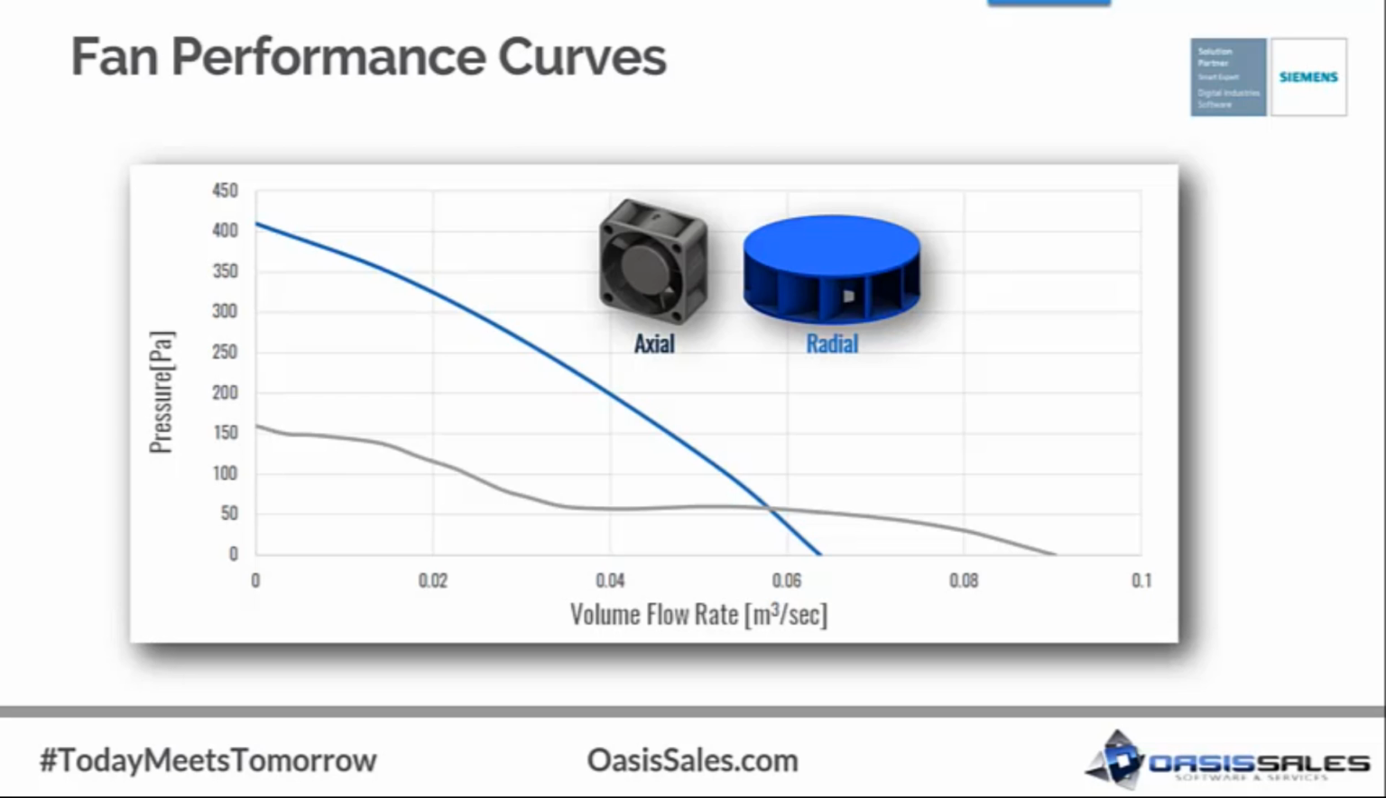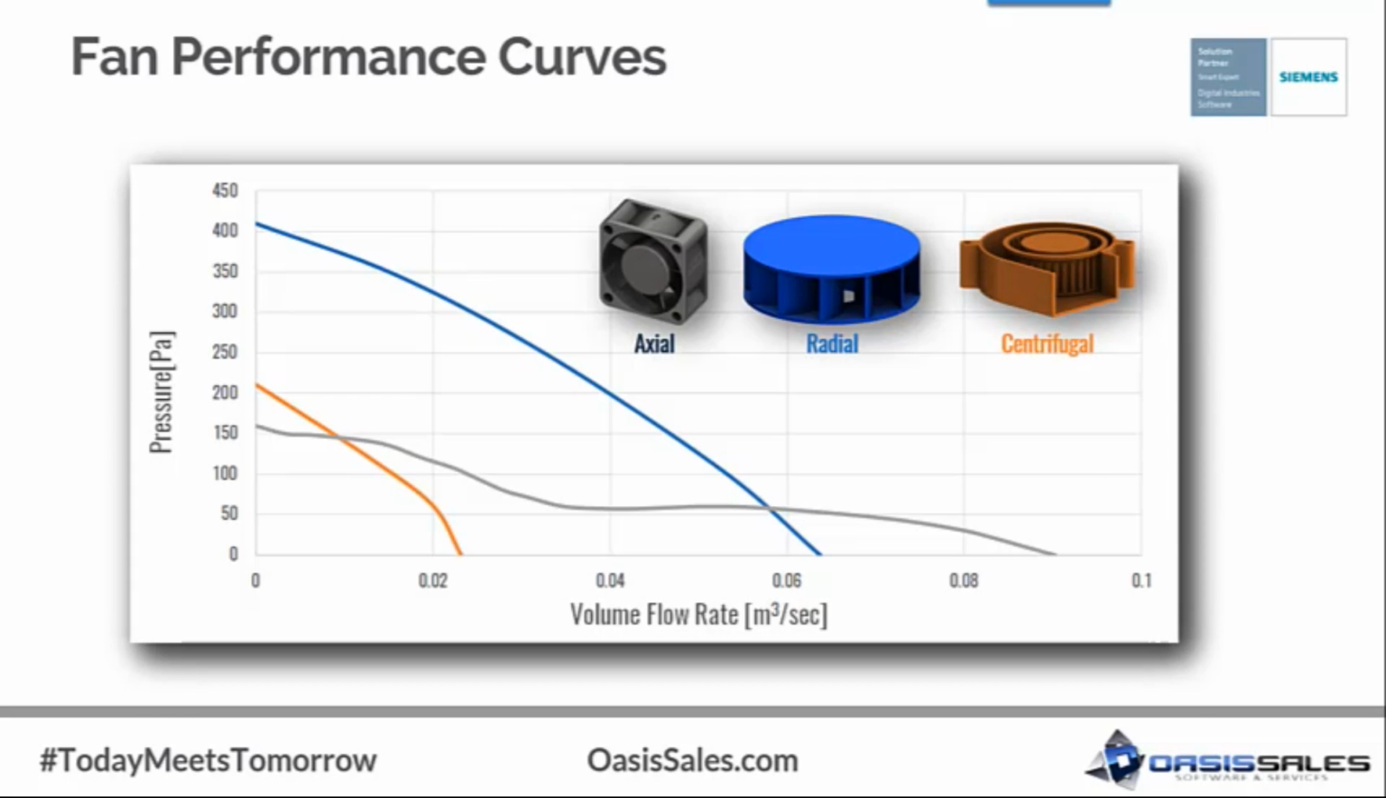The last fan or blower we'll look at is the centrifugal blower. The curve has the same shape as a radial fan, but with a lower maximum static pressure and maximum volume flow rate. The centrifugal blower is essentially a radial fan placed in a confined duct, so it seems reasonable that there will be some performance losses before the flow exits.